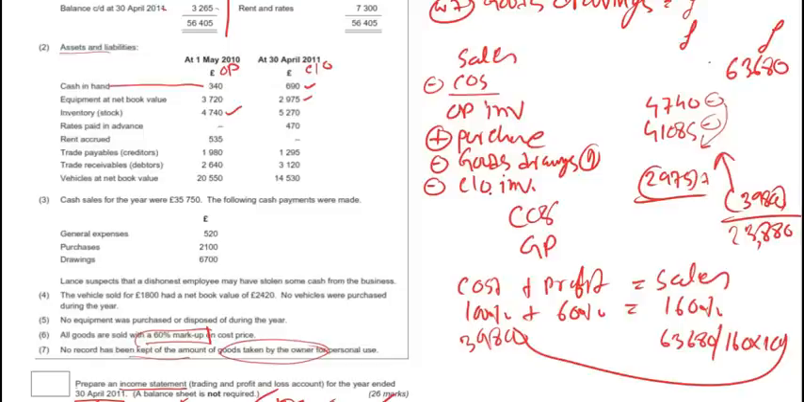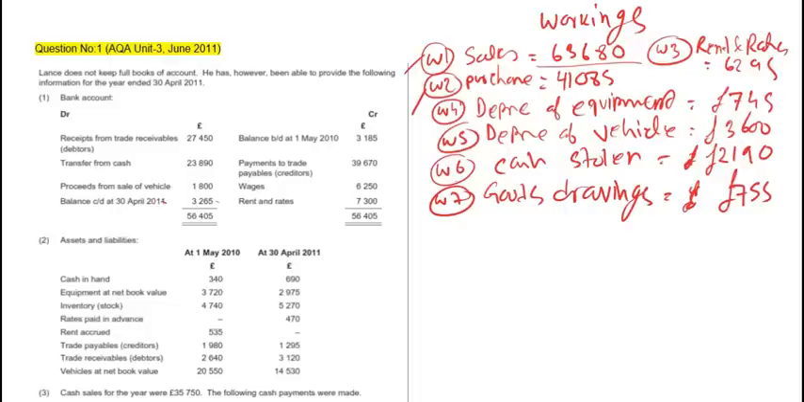Just give me a minute. Oops, I took a wrong figure. This is for net equipment. Very often a student makes the same mistake. This is not our closing inventory. Our inventory is 5270. That's why it wasn't balancing. So 39800 plus 5270 minus 41085 minus 4740, and the answer is 755 goods drawings.